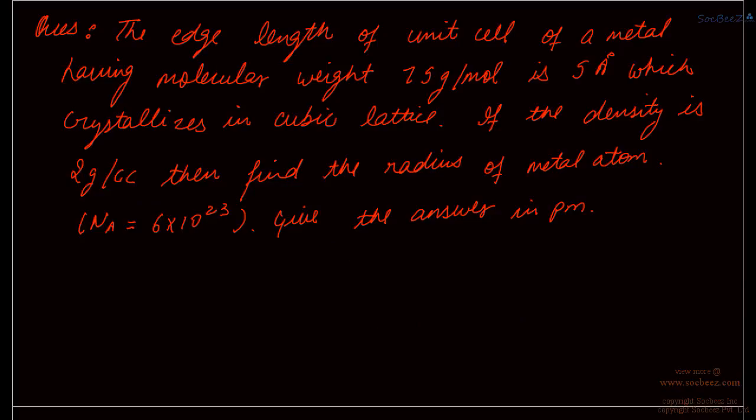Okay, so let's discuss another question. The question says that the edge length of the unit cell of a metal having molecular weight 75 gram per mole is 5 angstrom.